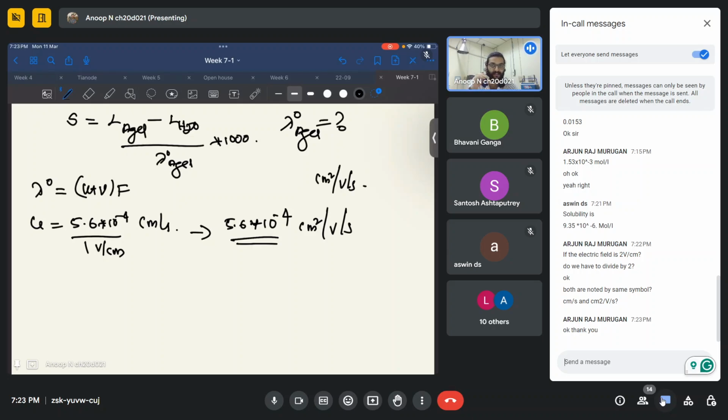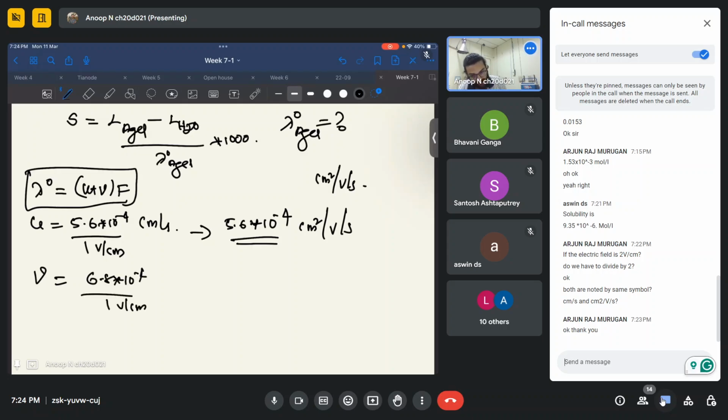So you have to consider we have applied the electric field and using that electric field we have derived the equation and got this formula. So here you have to consider the electric field as well. So just similarly V is equal to 6.8 into 10 raised to minus 4 divided by 1 volt per centimeter, which is nothing but the same value, 6.8 into 10 raised to minus 4 centimeter squared per volt per second.